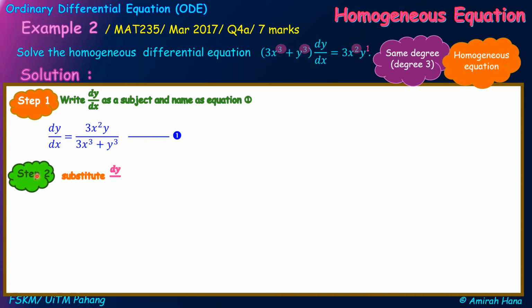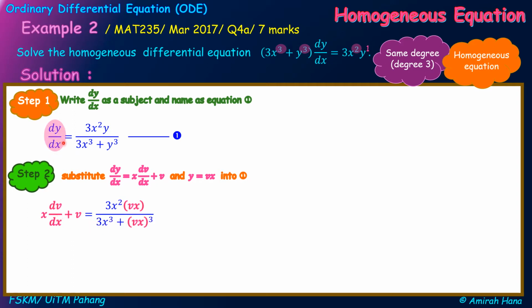Step 2, we substitute dy over dx equals x dv over dx plus v, and y equals vx into equation 1. Then we get this. We replace dy over dx with x dv over dx plus v, and we replace y equals vx, and y from the denominator also equals vx. After that we simplify, so we have x dv over dx plus v equals 3x cubed v over 3x cubed plus v cubed x cubed.